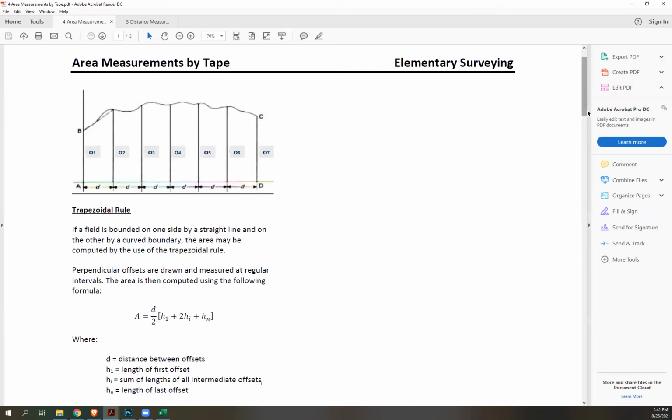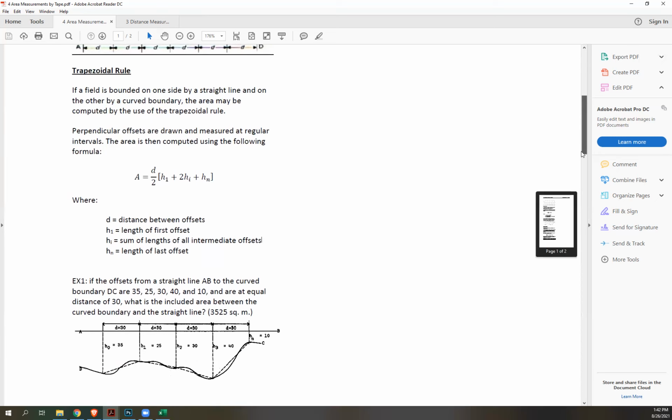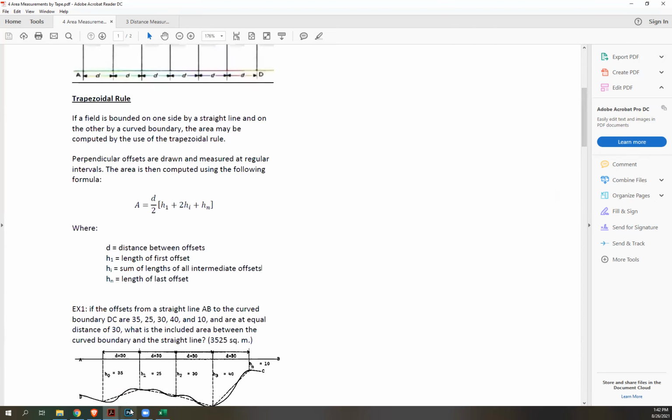Okay. So there are several methods to get the area of a lot. So first, let's talk about your trapezoidal rule. So if a field is bounded on one side by a straight line and on the other by a curved boundary, the area may be computed by the use of a trapezoidal rule. Okay. So perpendicular offsets are drawn and measured at regular intervals. The area is then computed using that formula. So let's talk about how we got that formula.